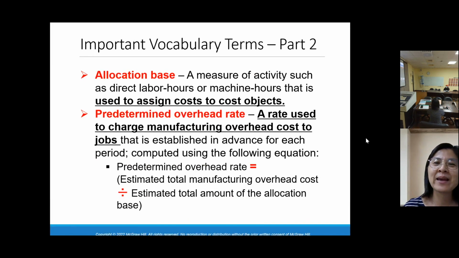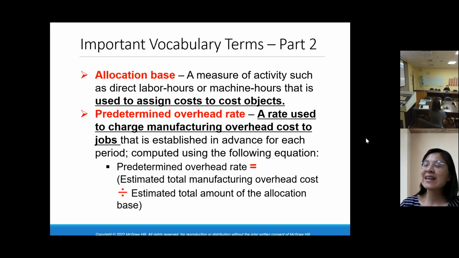Okay, so the next one is allocation base. So what is an allocation base? Peggy, you can read. So it is the measure used to assign the cost to cost objectives. So what is a cost objective? It can be any product or any service. Yes, a cost objective can be a service, can be a product. Everything is connected to a cost.